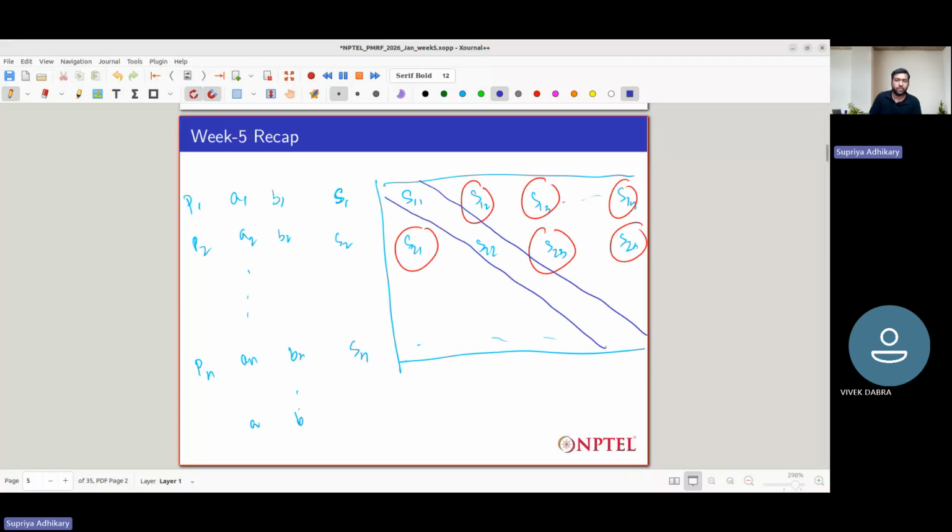So what is the number of elements that are shared in the network? That is a total of n square minus n elements, which is nothing but order n square elements. That's why the communication complexity in this case is order n square.